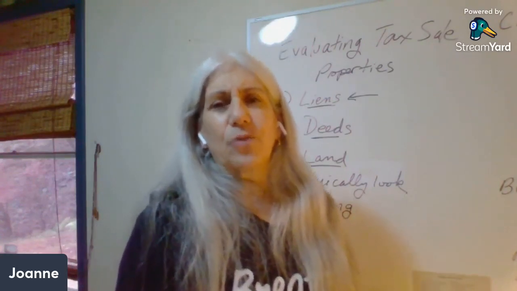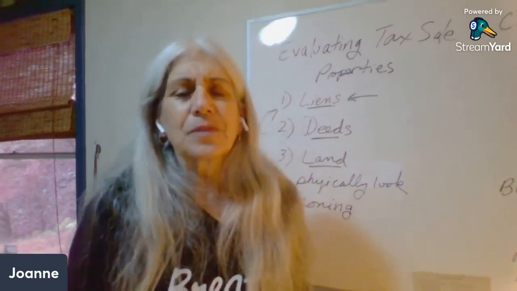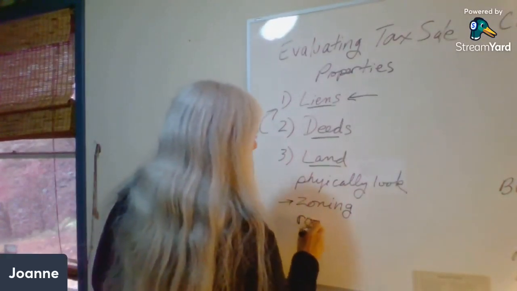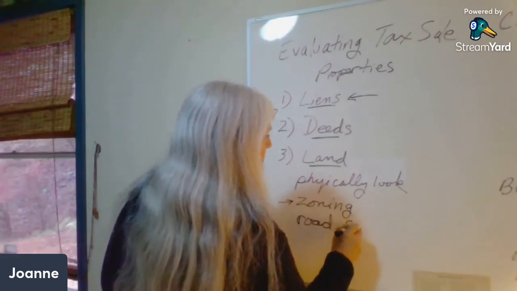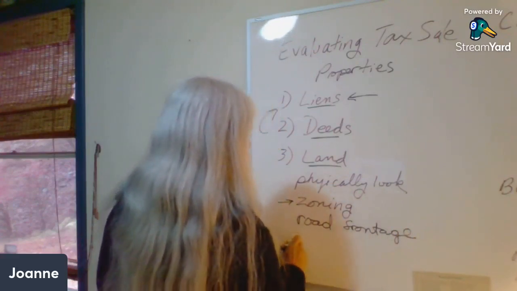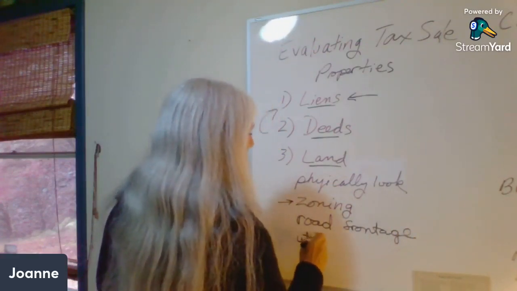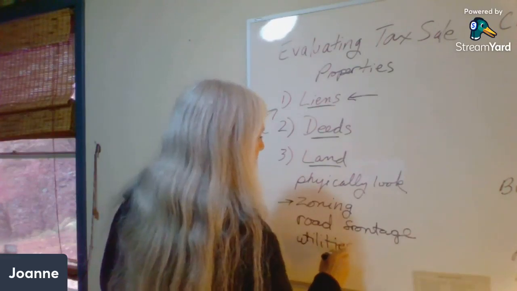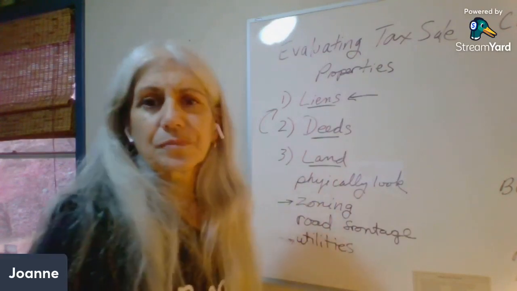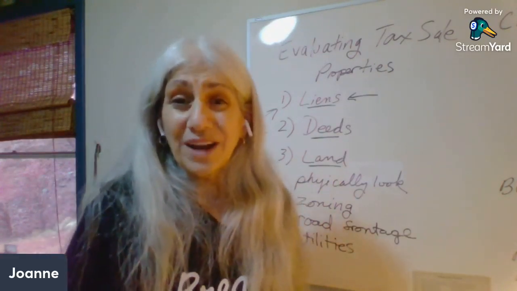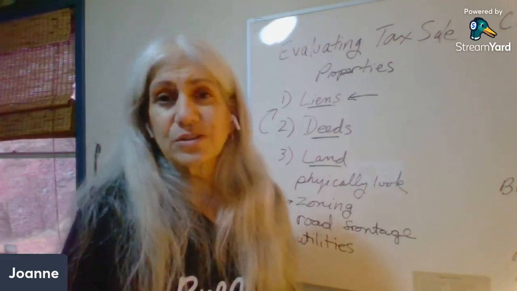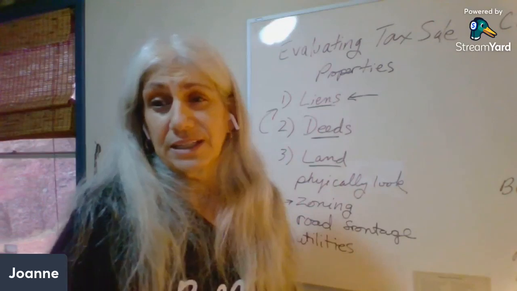So what do I look for when I'm looking for building lots? I'm looking for road frontage. If it has road frontage, it's probably buildable. And utilities: if there are houses around it and it's got road frontage, it probably has access to utilities. But if it's out in the middle of nowhere and it has no road frontage, it could be landlocked. So those are things that would preclude me from bidding on it.